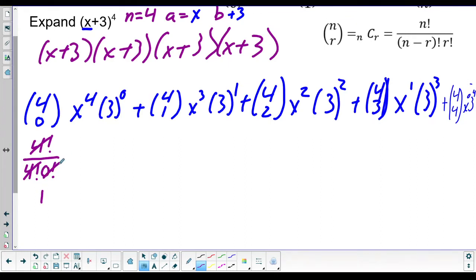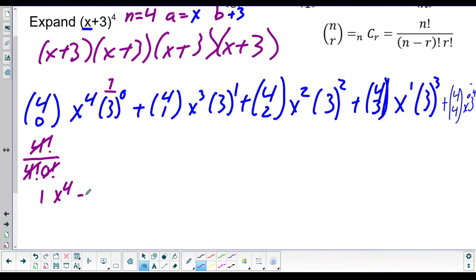Any number choose 0 is always going to be 1 because the 0 factorial is 1, so it's not important. And then you're going to have the number over itself. So the first one is always 1. For a similar reason, this one will always be 1 as well. But we'll get there. All right. x to the 4th power. So we've got 1 times x to the 4th power times 3 to the power of 0. Anything to the power of 0 is 1. So times 1 doesn't do anything. There you go. Your first one's simplified. It's x to the 4th power.